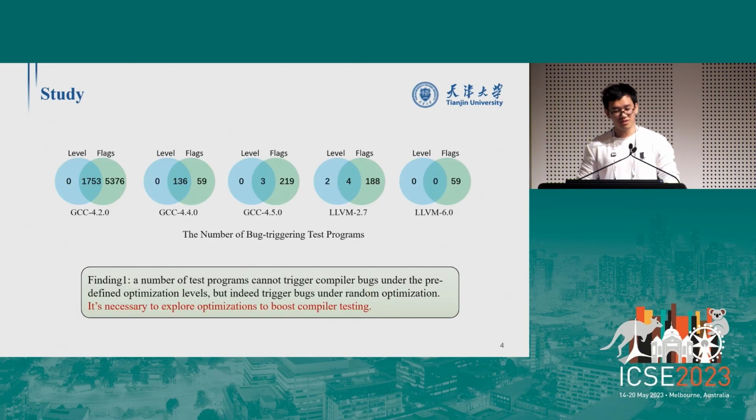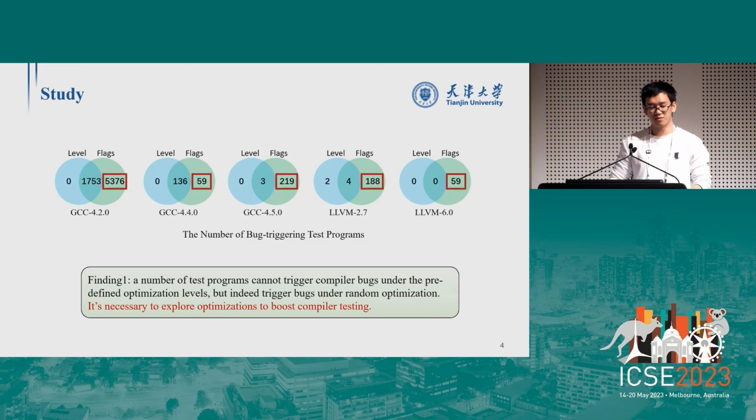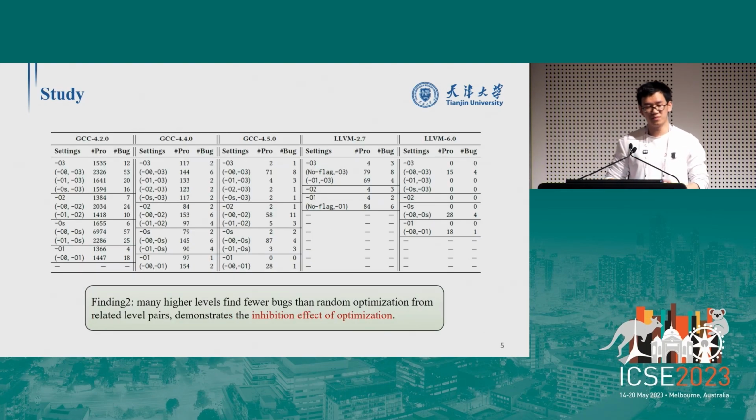And this is the result of the number of bug-triggering test programs. We can find that a number of test programs cannot trigger a compiler bug under the predefined optimization levels, but indeed trigger bugs under the random optimization. So it's necessary for each test program to explore the compiler optimization to boost compiler testing. And this is the result between the optimization level and each pair of optimizations. We can find that many higher levels, which should open many more optimizations, however, find fewer bugs than the optimizations constructed from the related pairs.